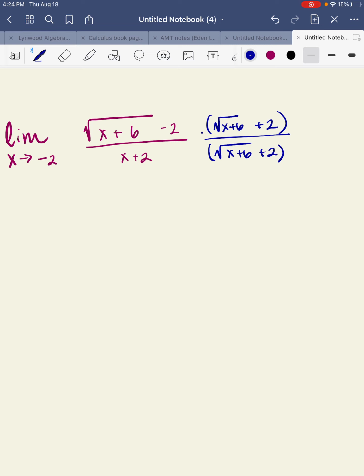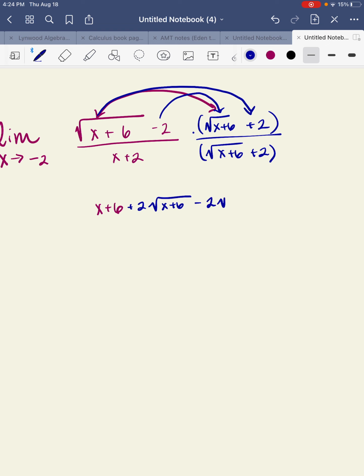And then I'm going to go ahead and multiply through in the numerator. So the square root of x plus 6 times the square root of x plus 6 is just going to be x plus 6. Next, I'm going to take the square root of x plus 6 and multiply it by 2. So I get plus 2 times the square root of x plus 6. Start with -2, multiply it by the square root of x plus 6. And then -2 times +2 is going to be -4. All over. Now in the denominator, I'm not going to multiply through.